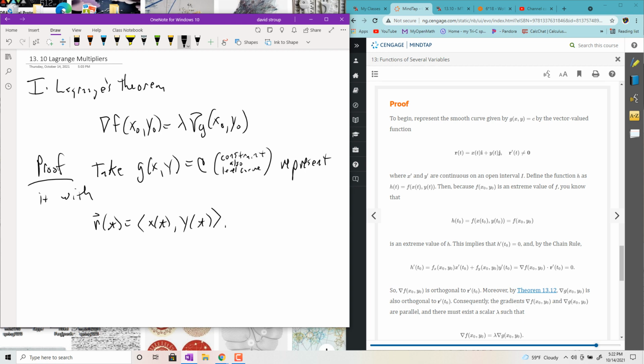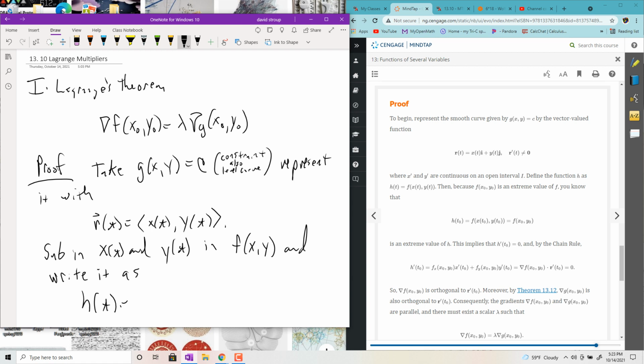Then we're going to put these component functions into the optimization function, and call that some other name, and it'll all be dependent on t. So substitute x of t and y of t into our optimization function, which is f of x comma y, and call it h. Let's write it as h of t, which will equal f of x of t comma y of t.